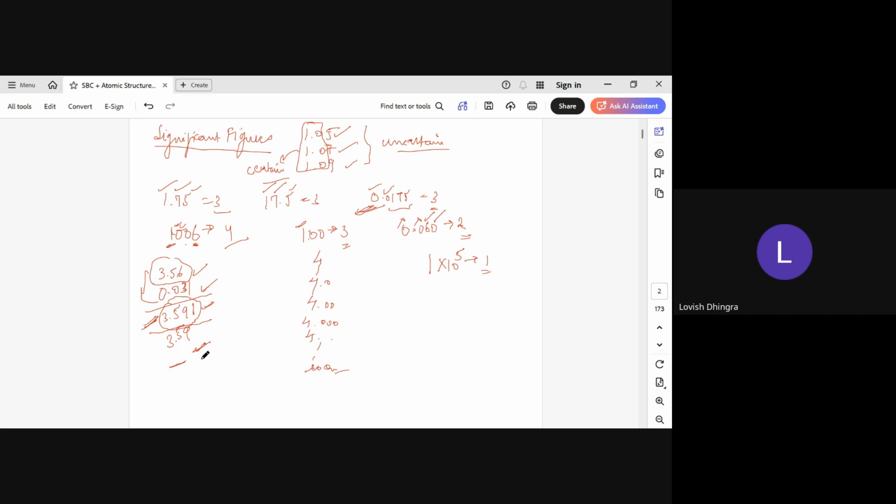Similarly, you will do it for subtraction also. Then comes multiplication and division. How will you do it? For example, I am taking some value: 3.214 multiplied by 2.0. So what do I get here? 6.4280, right? Then how many significant figures will there be for this one?